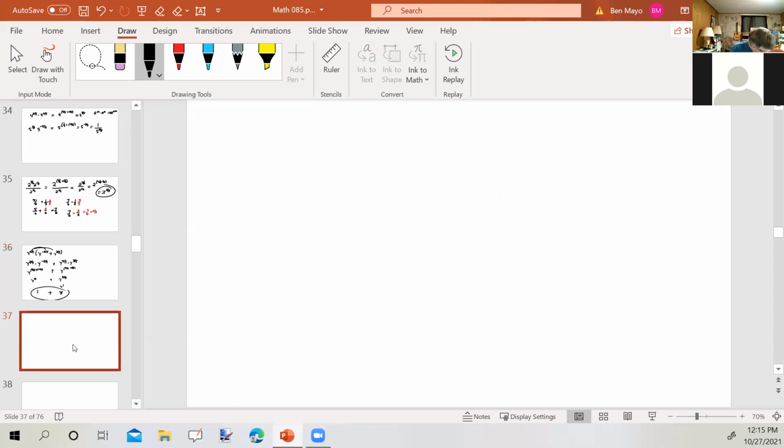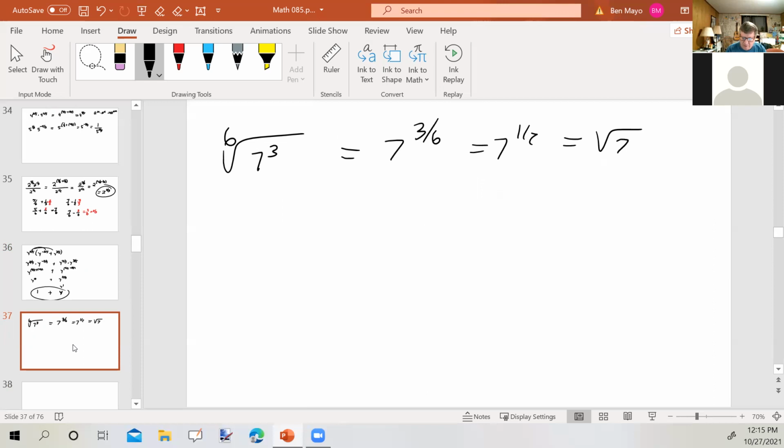This says use rational exponents to simplify each radical. So basically, we're going to take this radical, rewrite it in exponential form, simplify it, and then change it back into a radical. Now, eventually, when you get comfortable with this, you can see that all I really did was reduce the 3/6 to a 1/2. Okay.